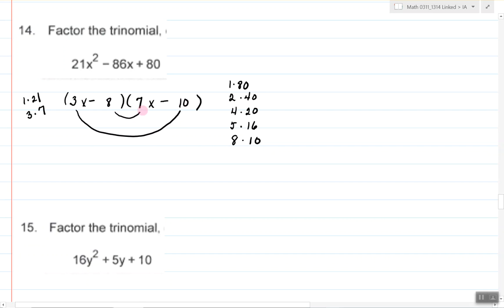Outer, inner. The outer product is negative 30x. The inner product is positive 56x. And, whoops, I'm sorry, it's negative 56x. Look at that. I'm pretty excited about that because those add up to be negative 86x. We got the first answer on the first trial. So sometimes that happens and I'm pretty excited. We chose 3 and 7, we chose 8 and 10. First try they lined up correctly. All right, let's keep practicing.